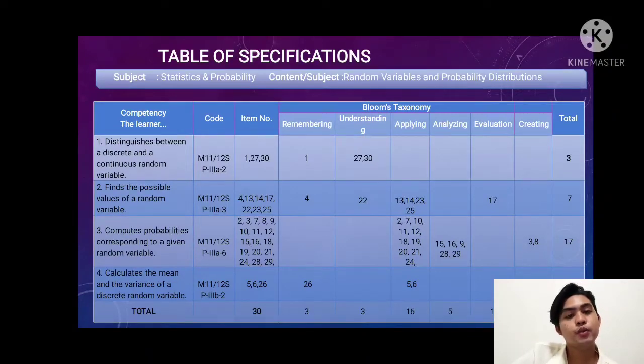In the item numbers, we have a total of 30. In remembering, we have 3 items. We have 3 items also for understanding, 16 items for applying, 5 items for analyzing, 1 item for evaluation, and 2 items for creating.